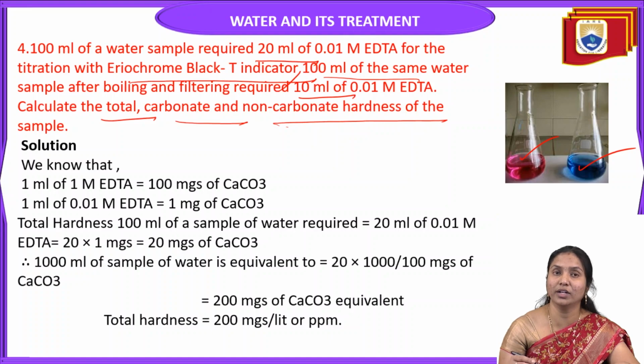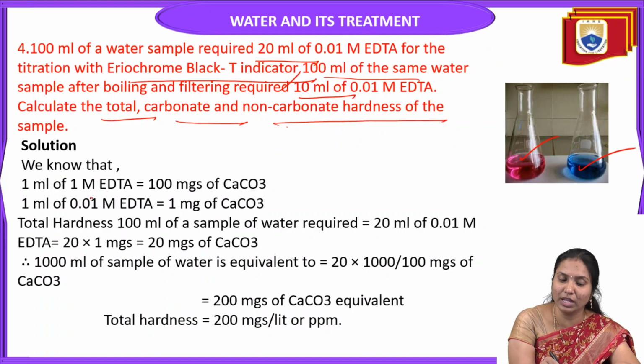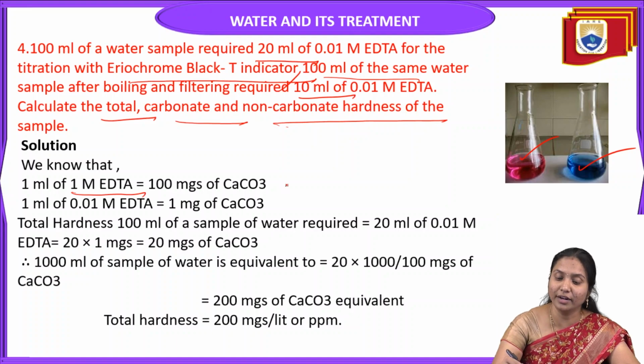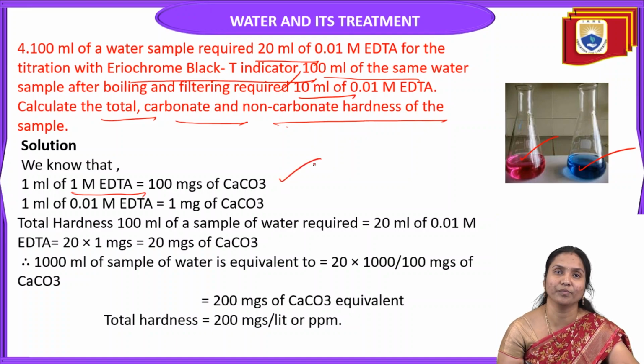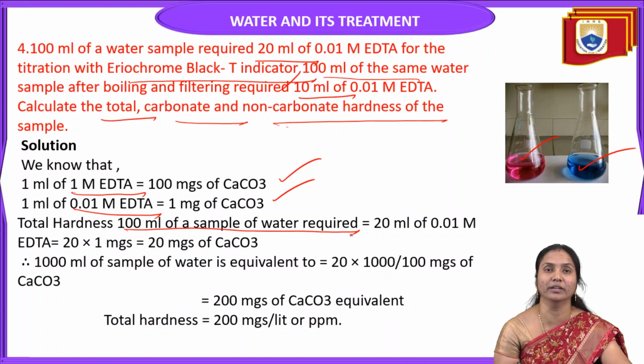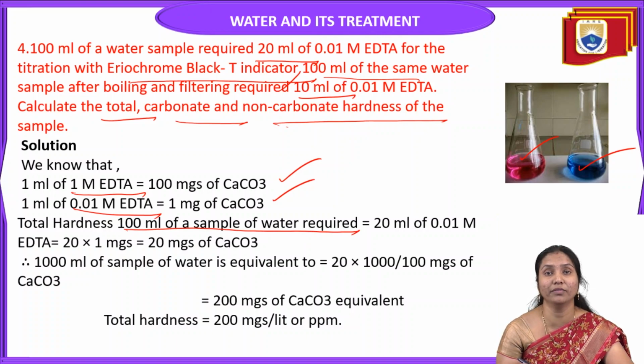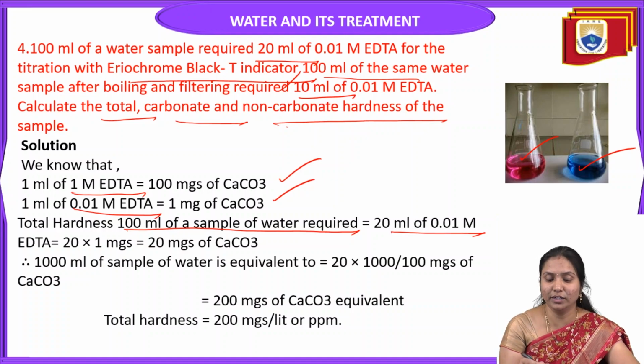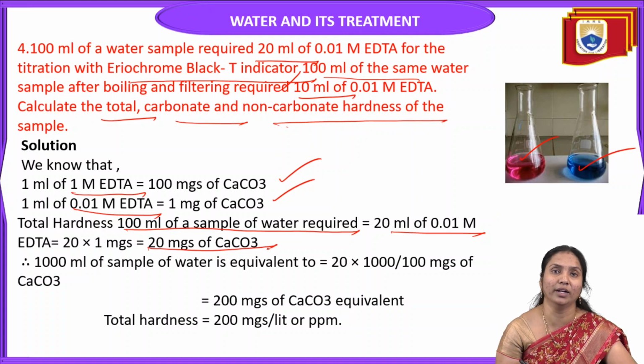So here the solution is, we know that already: 1 ml of 1 molar EDTA is equal to 100 milligrams of calcium carbonate. So 1 ml of 0.01 M EDTA is equal to 1 milligram of calcium carbonate. So the total hardness of 100 ml of sample water requires 20 ml of 0.01 M EDTA. So 20 into 1 is equal to 20 milligrams of calcium carbonate.